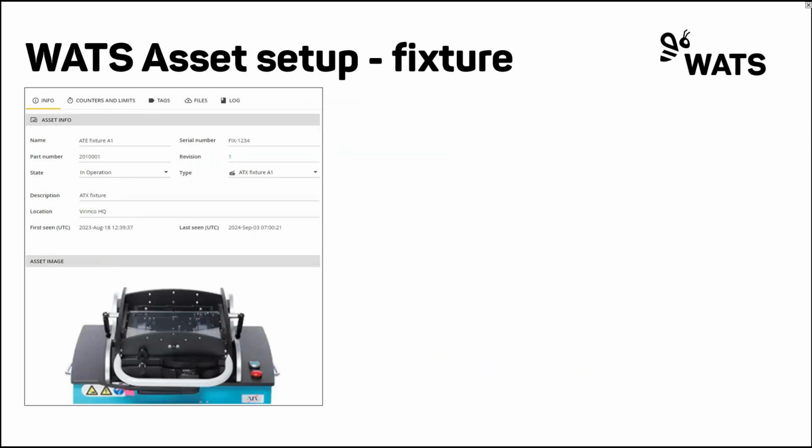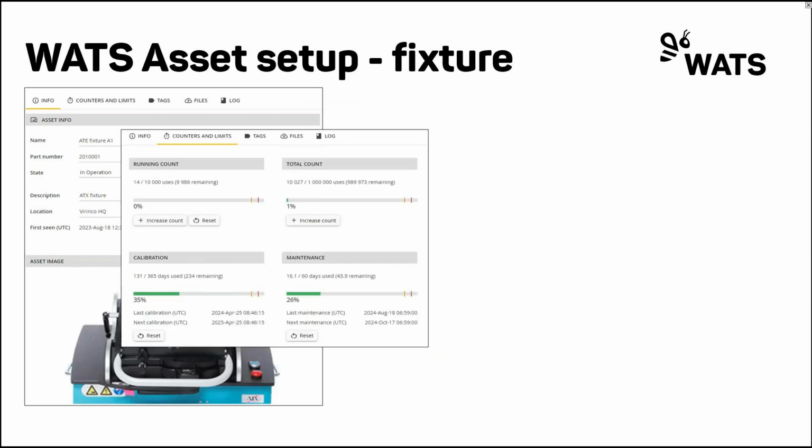So let's have a look at the fixture as well. I've added the fixture, added a new picture of it. It is in operation. I have a description. Now, this time I have running counter set. So I need to do maintenance when I've used this asset 10,000 times. When I've reached 1,000,000 times, it's done. I need to replace it.